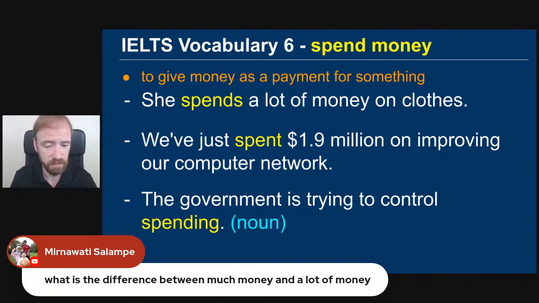What is the difference between much money and a lot of money? Well, much money and a lot of money, that means the same thing. So, Mernawati, that means exactly the same thing. But on an IELTS test, you don't want to say much money. You don't want to say a lot of money. You want to use a better word. What's a better word that Mernawati could use instead of saying much money, a lot of money? I'm going to talk about these words later.